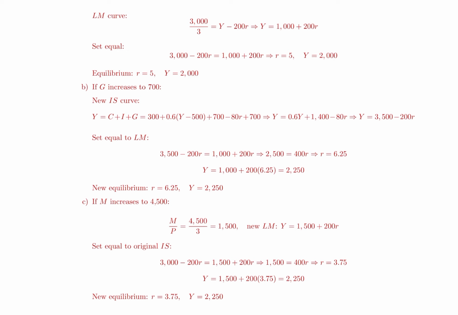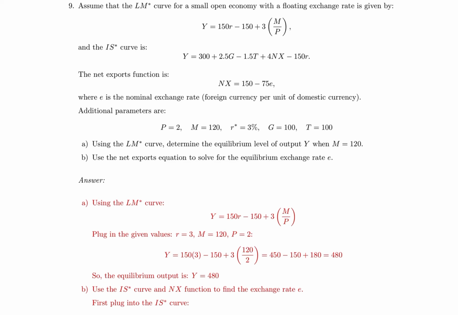Question number 9. A. Find the equilibrium output using the LM star curve. Plugging in the given values of R, M, and P into the LM star curve equation, we find Y equals 480. So the equilibrium output is Y equals 480.